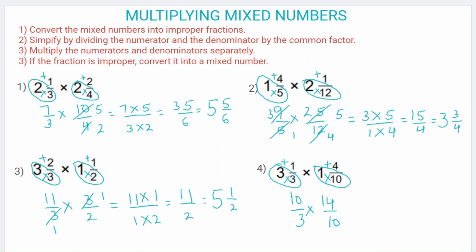We can straight away cross cancel. 10 divided by 10 is 1. 10 divided by 10 is 1. The numerators are now 1 times 14 and 3 times 1, which is 14 over 3. Now this is an improper fraction. We will convert it into a mixed number. So 3 times 4 is 12, remainder 2 over 3. So 4 2 over 3 is my final answer.